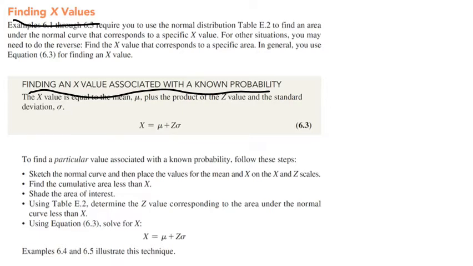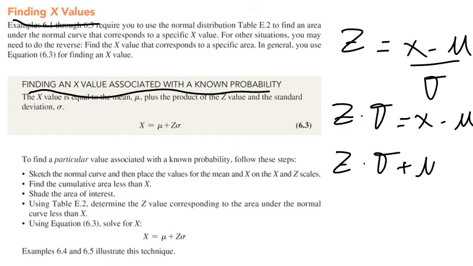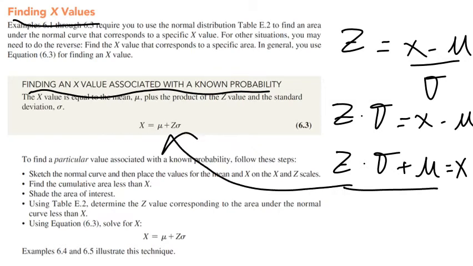The formula was x minus mu divided by sigma equals z. We can take cross multiplication, it will be sigma times z equals x minus mu. You can bring this mu to the other side, sigma times z plus mu equals x. So this formula and this formula are the same. To find x we use this formula. These are the steps which we need to follow. Sketch the normal curve and then place the value of the mean and z-scale. Find the cumulative area less than x. Shade the area of interest.